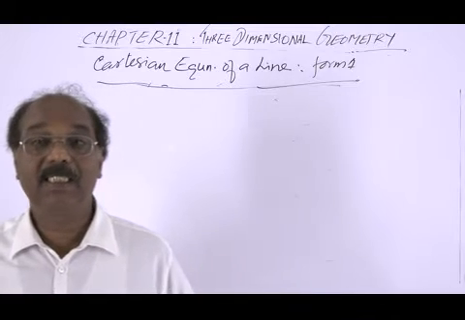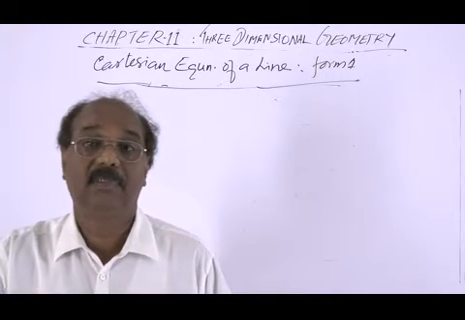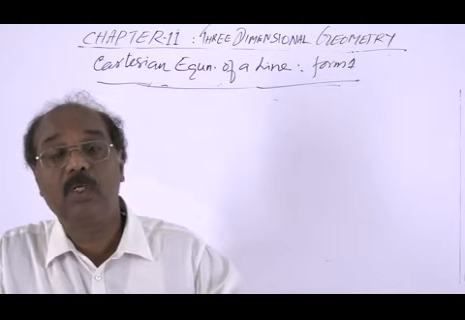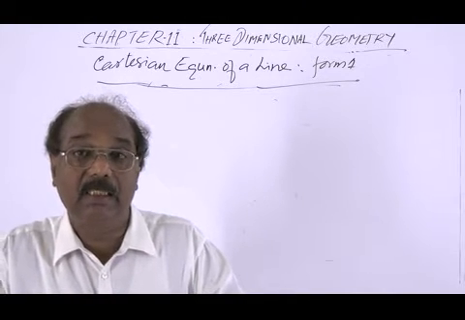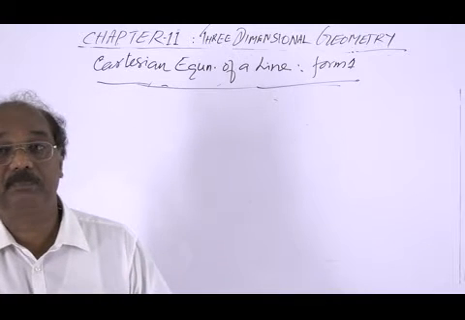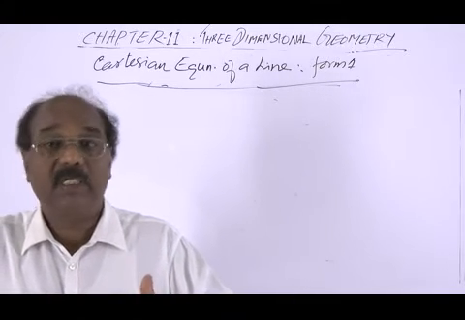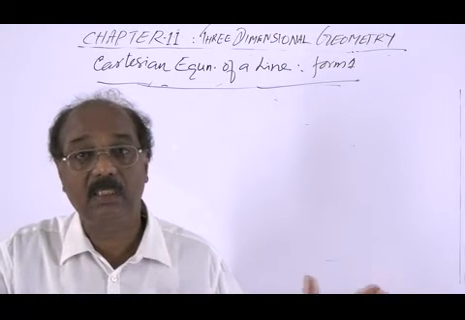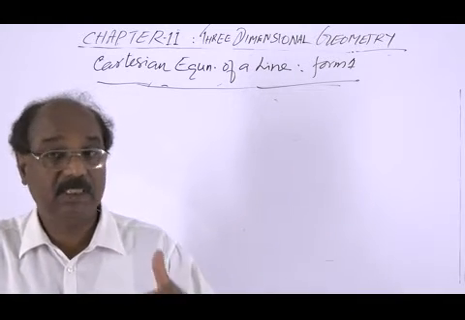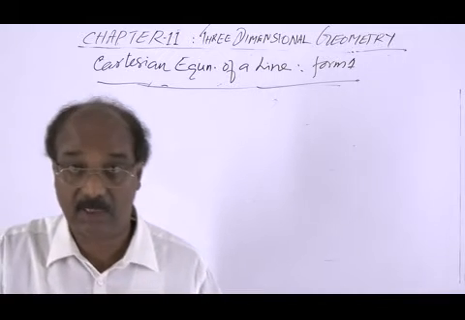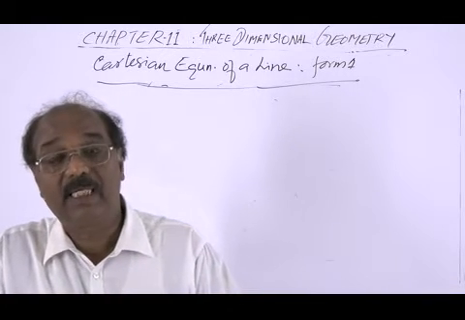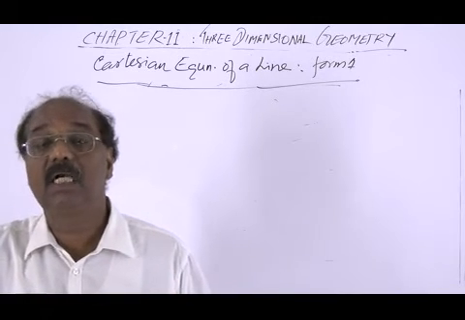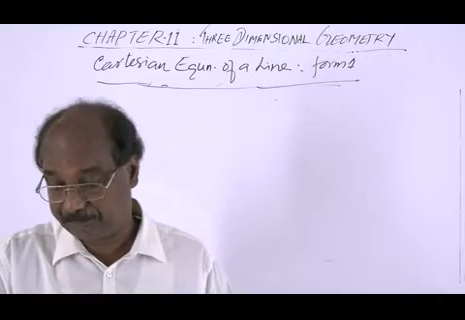Now the Cartesian equation of a line in form 1. Form 1 means the equation of the line passing through a given point and with a given direction. The vector equation we know. Using that vector equation we can derive the Cartesian equation, and also we can derive it directly without using the vector equation. We will explain both of these.